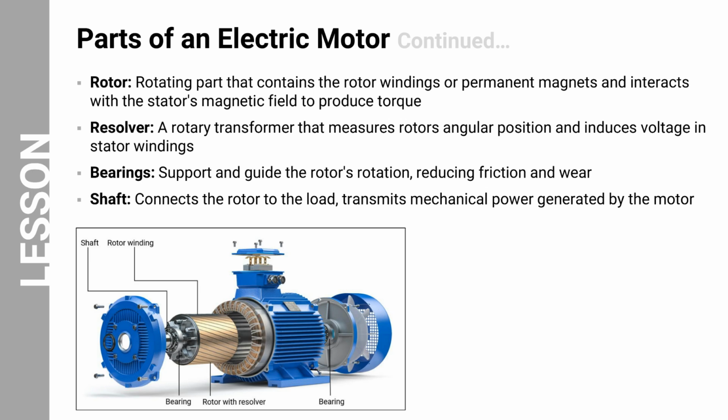Bearings are mechanical components that support and guide the motion of rotating parts, such as the rotor. They are designed to reduce friction and wear by allowing the rotor to spin smoothly and efficiently within the motor housing. The shaft connects the rotor to the load, transmitting the mechanical power generated by the motor to the desired application.